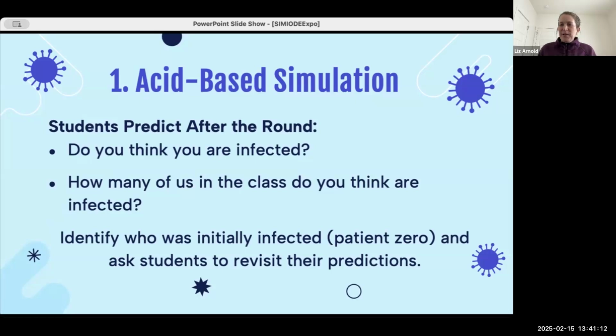And then this is the fun part, is we reveal who was initially infected. So we'll say, oh, cup number 5 was infected and cup number 10. And this is where you hear a lot of groans from students saying like, oh no, now I'm going to be definitely infected because I talked to Charlotte who was infected. And so we reveal who was infected to begin with, the patient 0, and then we ask them to revisit their predictions and why or why not they changed. And that's where discussion about interactions comes into play.